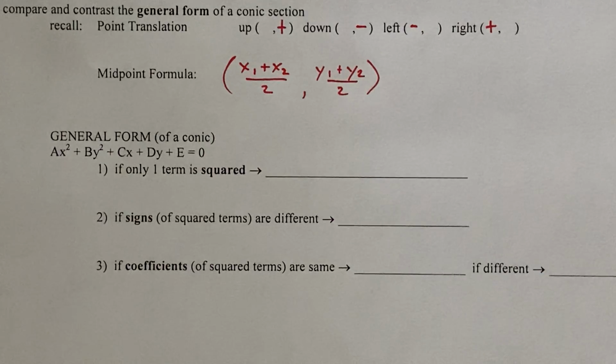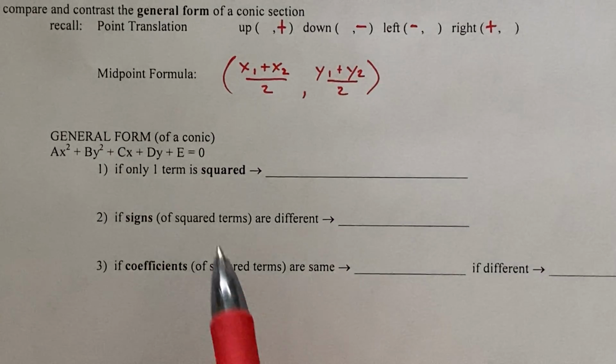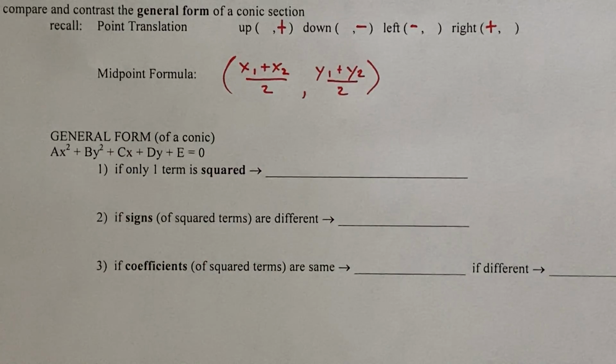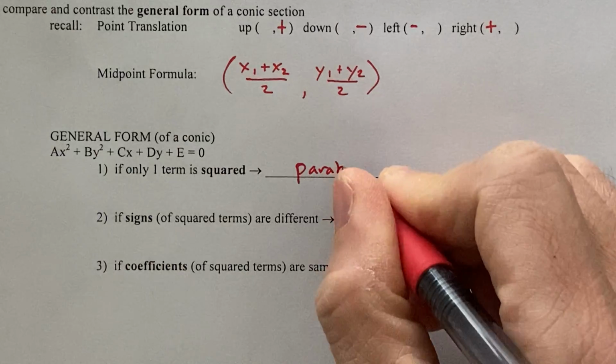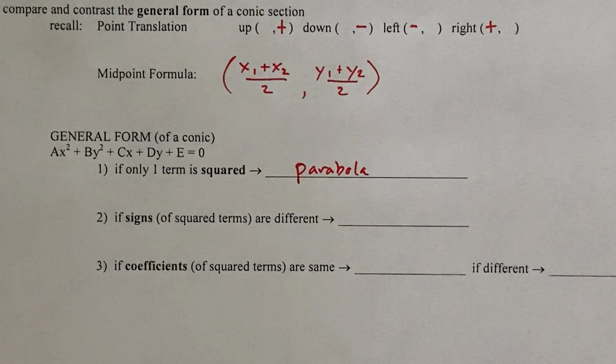First of all, if you only see one term that's squared, in other words, just x that's squared or just y that's squared, that has to be a parabola. Reason being is the parabola equation is the only one where one letter is squared, the other one is not. Okay, that's part of our setup.